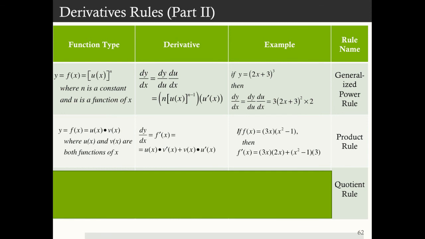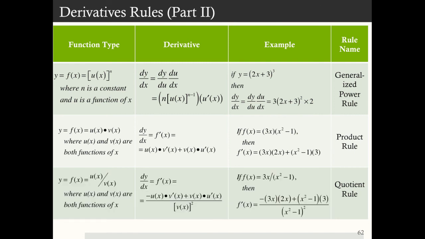The product rule says that if a function is written as u of x times v of x, where u and v are both functions of x, then the derivative dy dx is u of x times v prime of x plus v of x times u prime of x. And then finally, the quotient rule. If we have a function of the form u of x divided by v of x, where u and v are both functions of x, then the derivative of y with respect to x is going to be negative, the negative of u of x times v prime of x plus v of x times u prime of x, all over v of x squared.